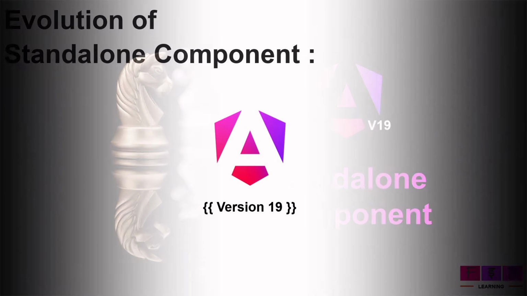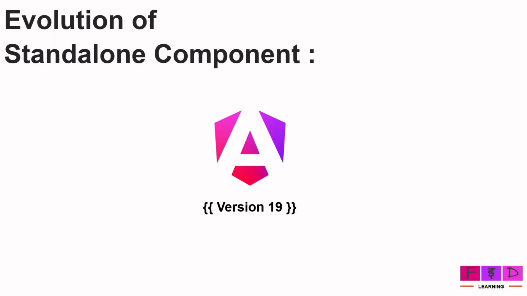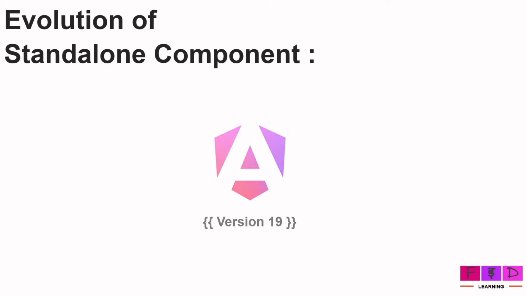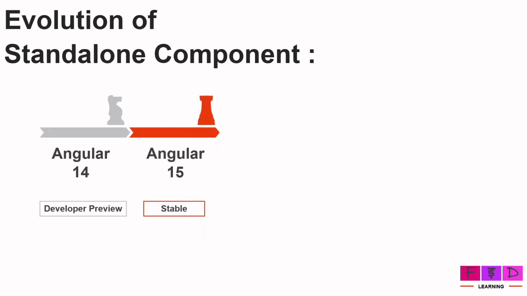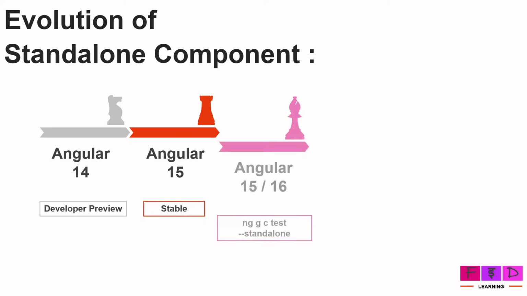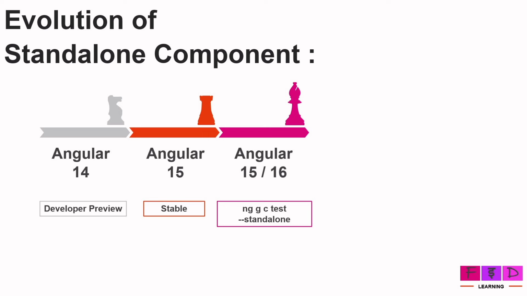So first, let's talk about the evolution of standalone components. In Angular, components are the fundamental building blocks. Normally, when we create a new component, it must be declared in the module where it's being used. But with Angular 14 and later, we can create standalone components that can be used independently without being part of any ngModule. So, Angular 14 introduced standalone components in developer preview. By Angular 15, they became stable. And from Angular 15 to 16, we could create standalone components using the ng generate component name --standalone command.